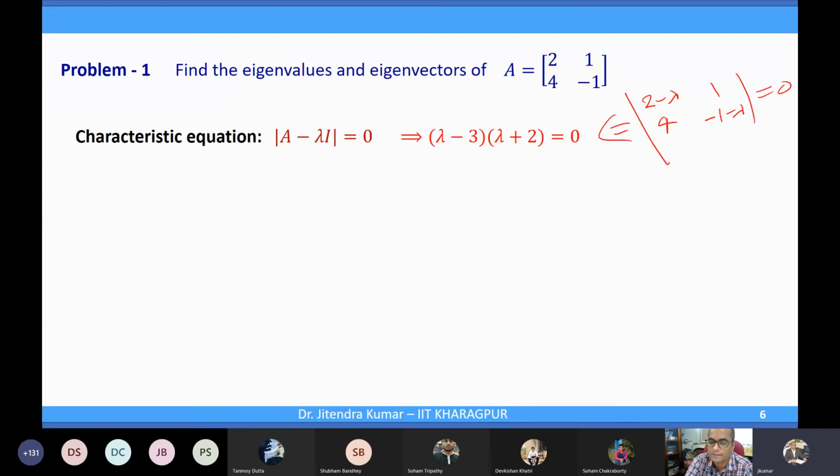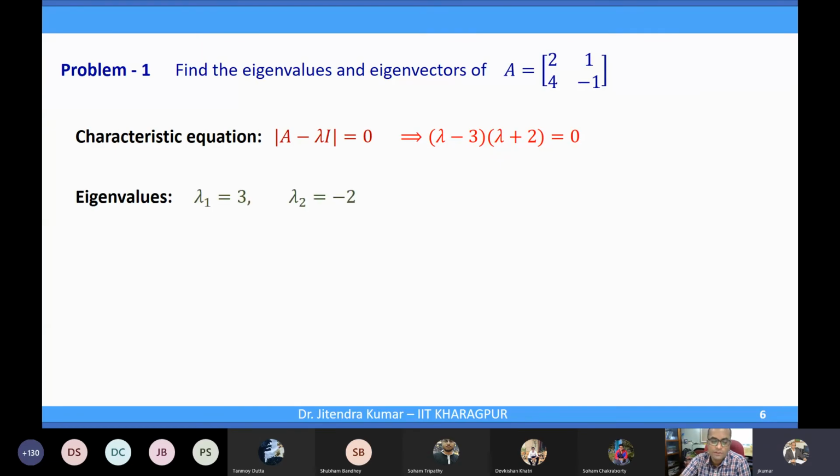Out of this you have to simplify a bit. So you have (2 minus lambda) times (-1 minus lambda) minus 4 equal to 0. Simplify this and factorize it, and you will get the roots. So it will be (lambda minus 3)(lambda plus 2) equal to 0. That means there are two values: one is 3 and another one is -2.